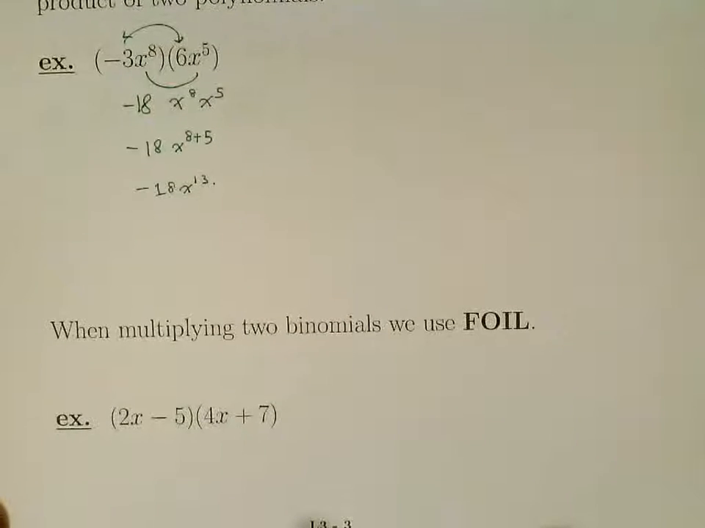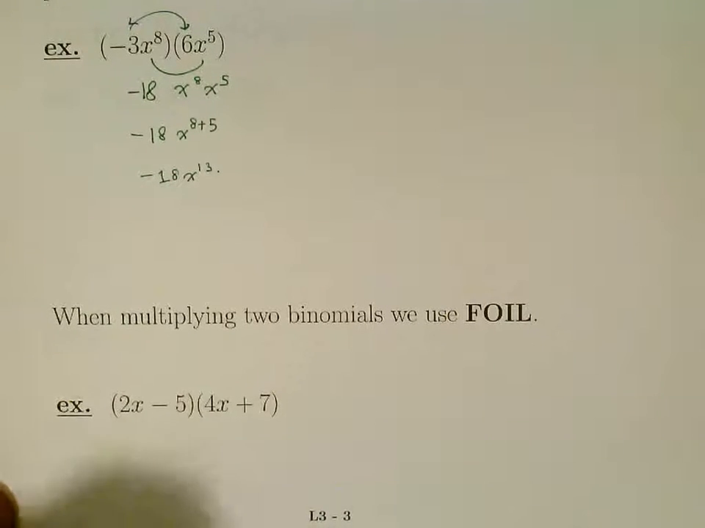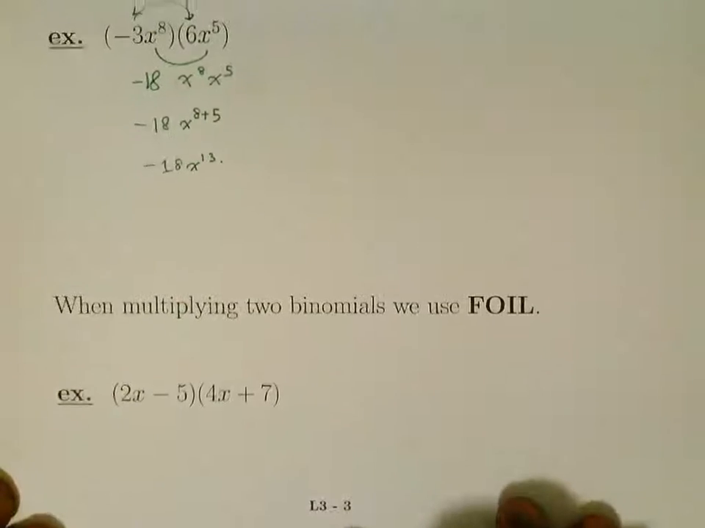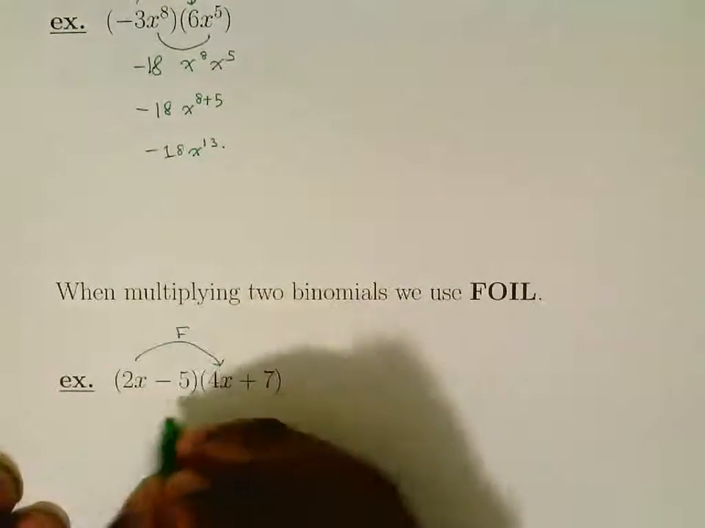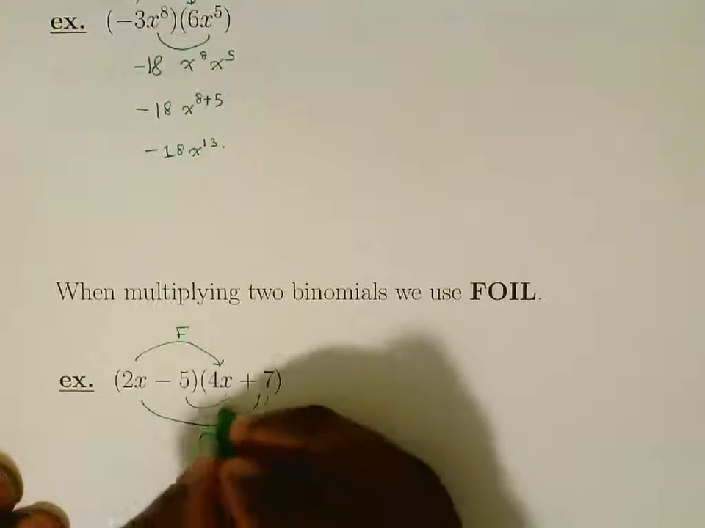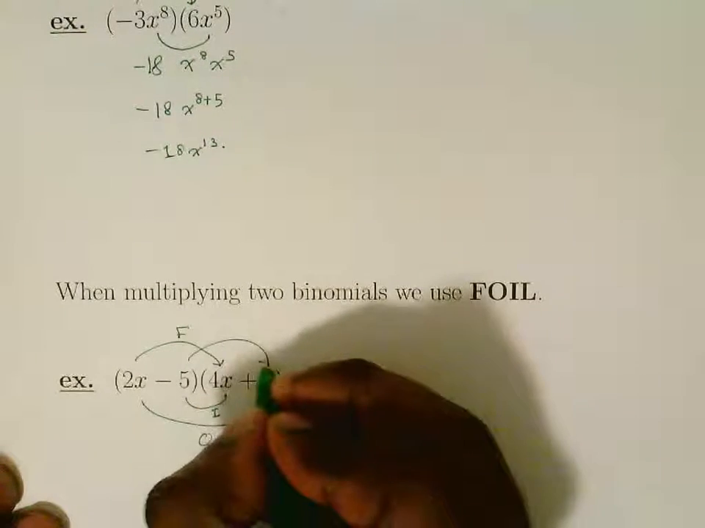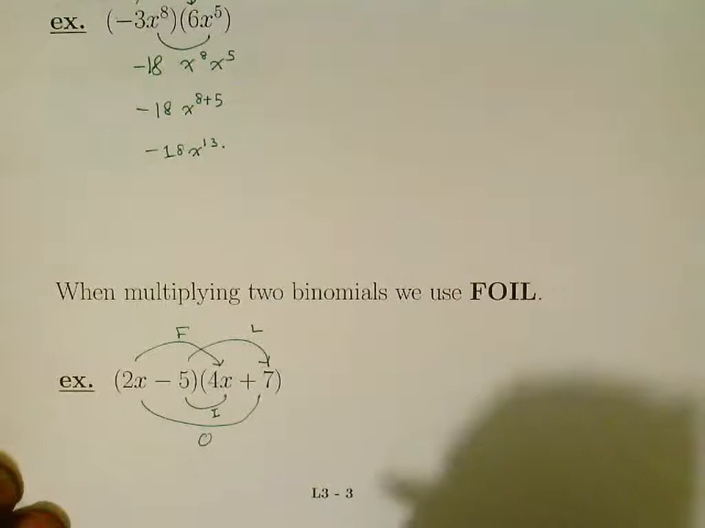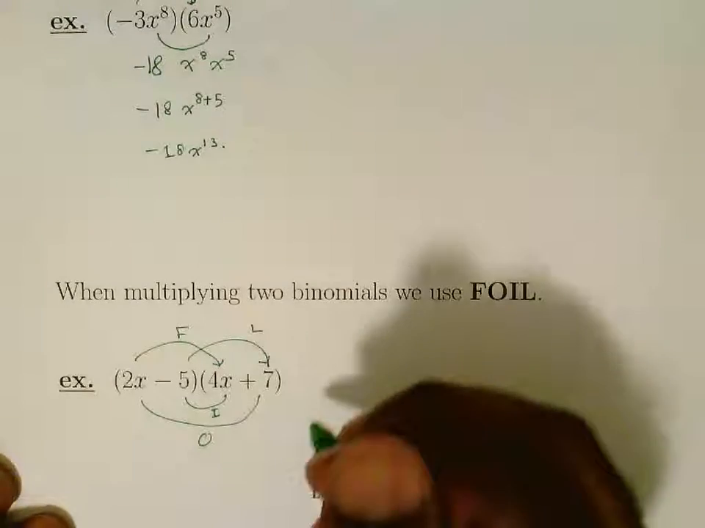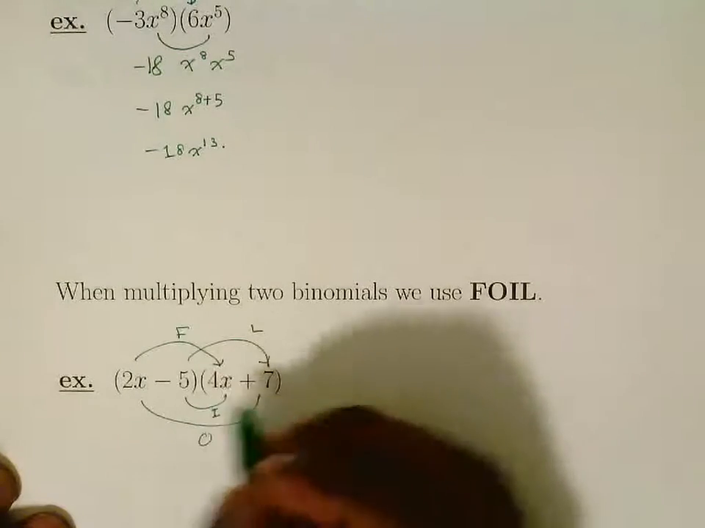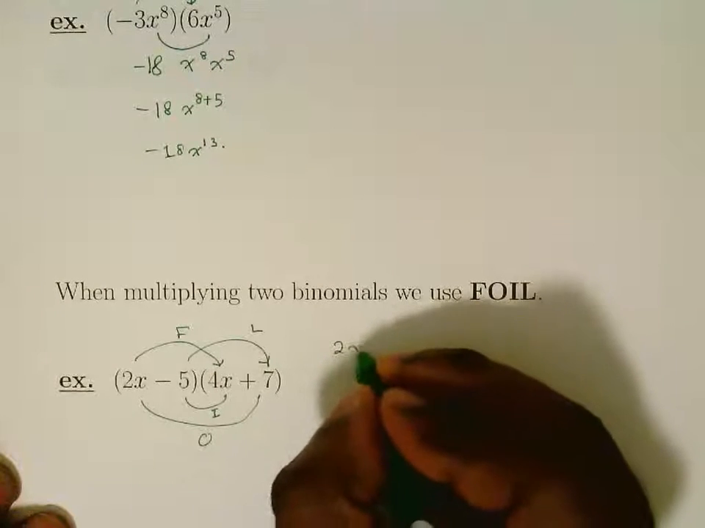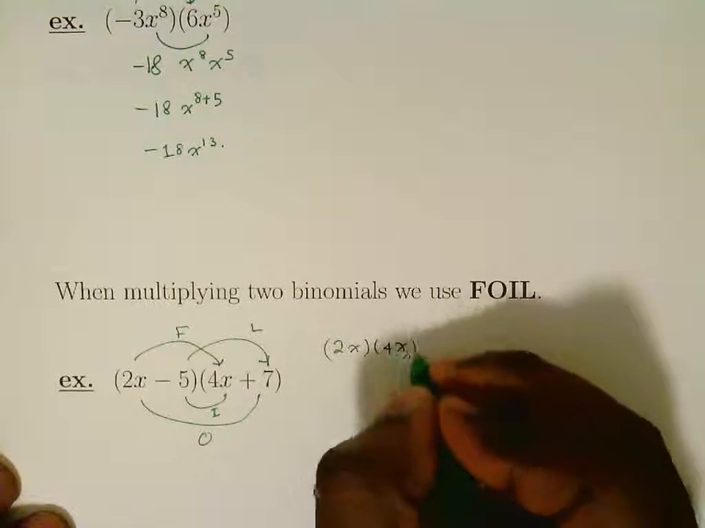When we multiply two binomials, we use something called FOIL. Okay, so how do you use FOIL? You just do the first term, you do the outer term, you do the inner term, and then you do the last term. That's FOIL. So first terms, you get 2x times 4x. That's first.